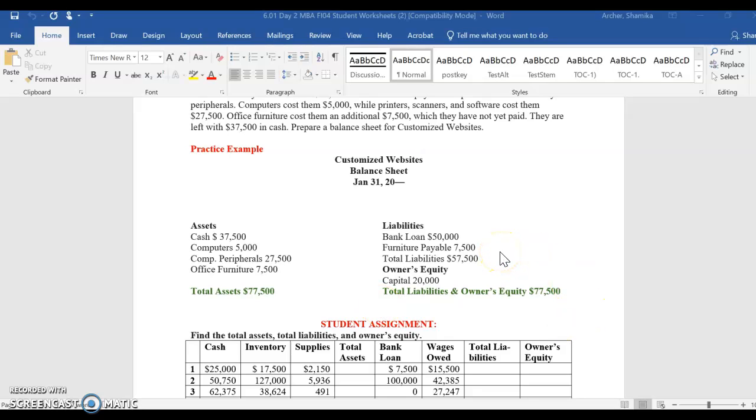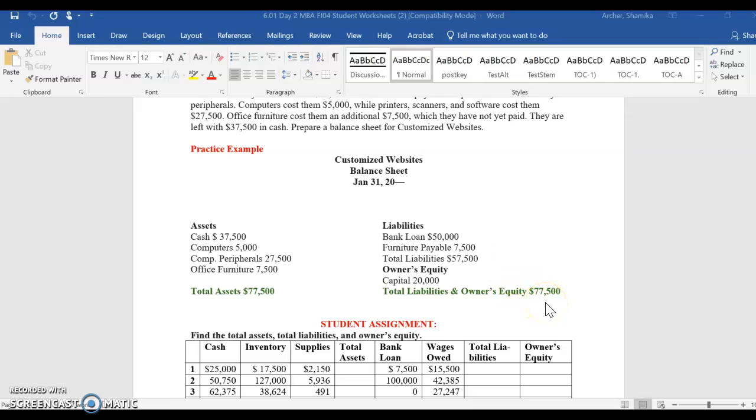Liabilities is anything that is owed. So you have bank loans, and you have furniture that is payable, which means they probably have the furniture on account and they have to pay it back. They add in the $50,000 plus the $7,500, and their total liabilities is $57,500. Then owner's equity is pretty much what their net worth is, and the owner's capital is $20,000.